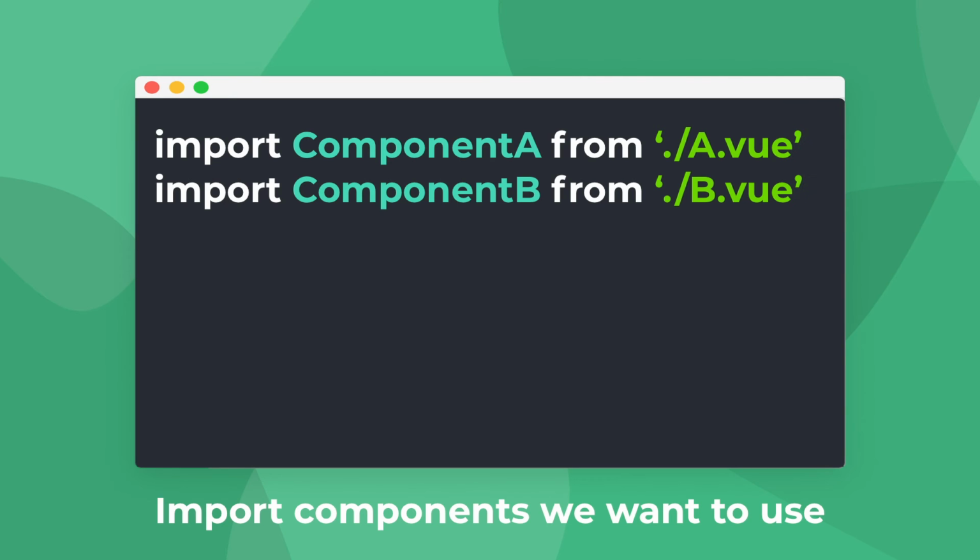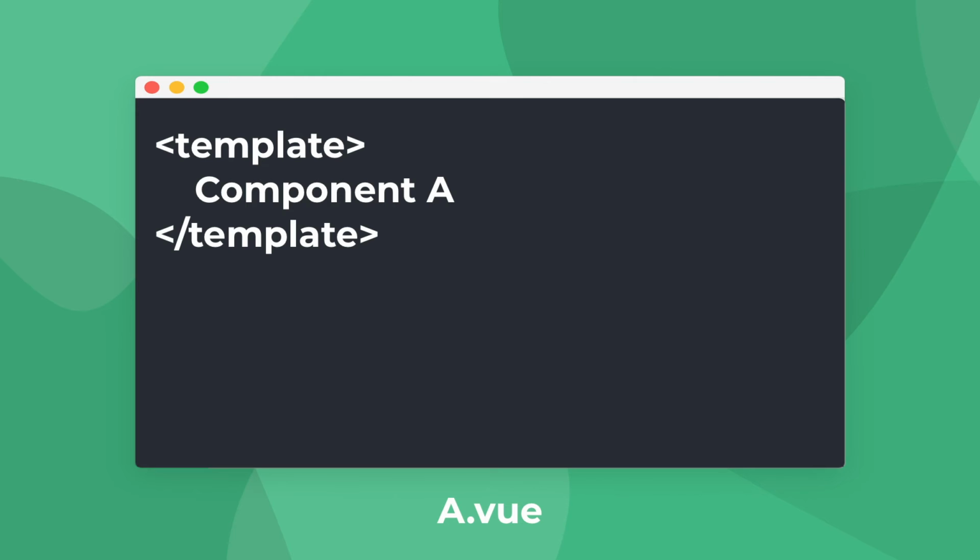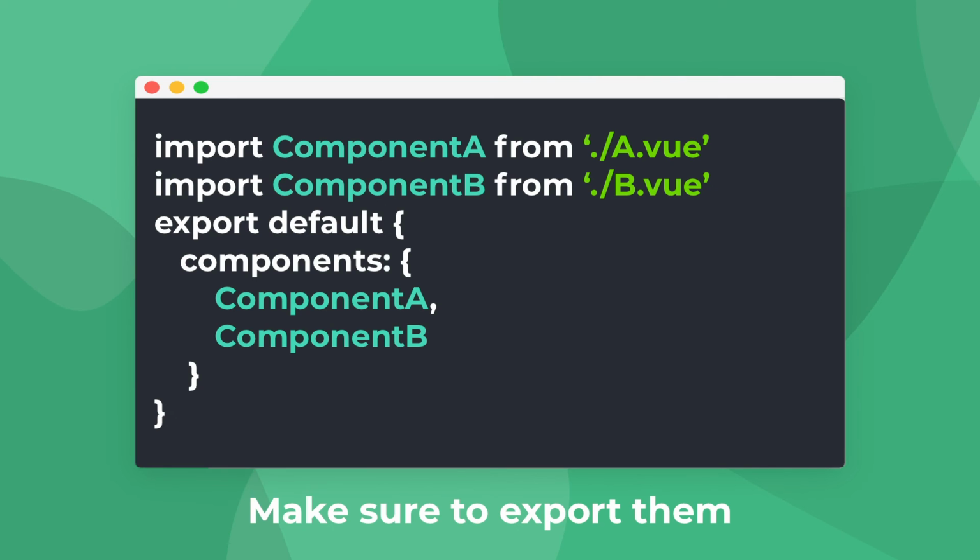Simple. First, we have to include the components we want to use inside of our parent component. And we can do this using import statements in our script. And these are pretty dummy components. Here's a screenshot of one of them. It's just a little template that prints out component A, and then the other one just prints out component B. And then make sure to include them in our export default.